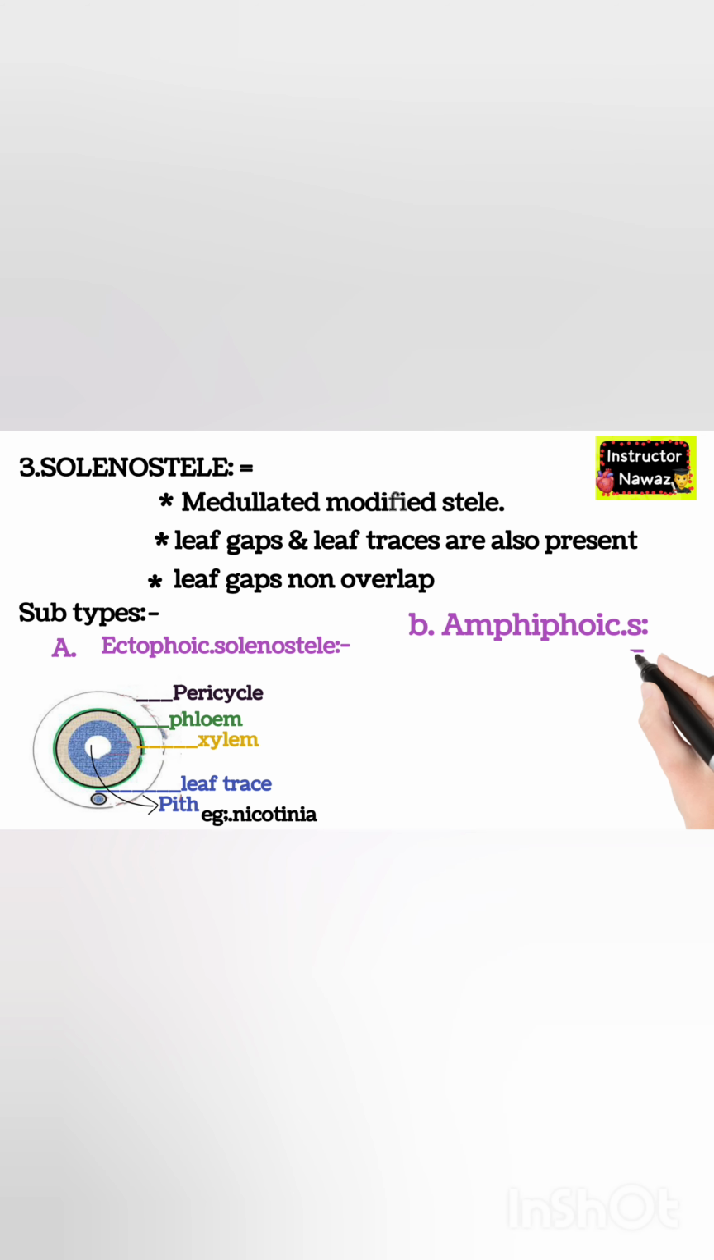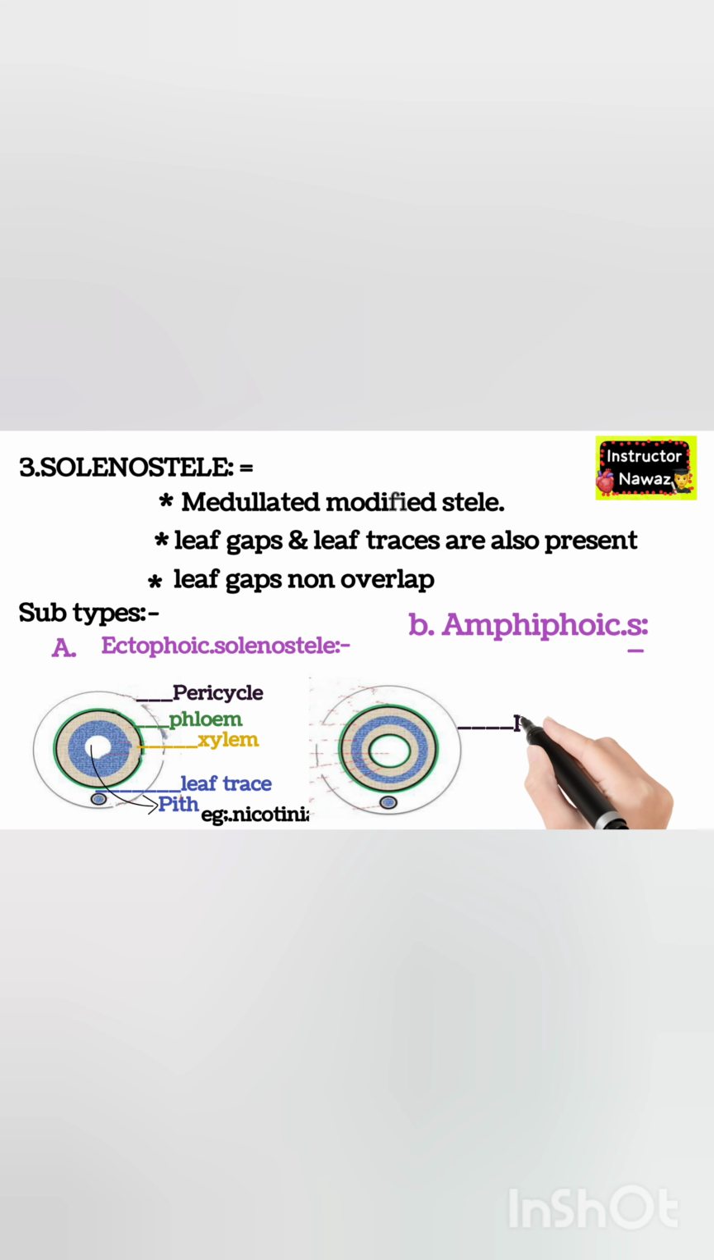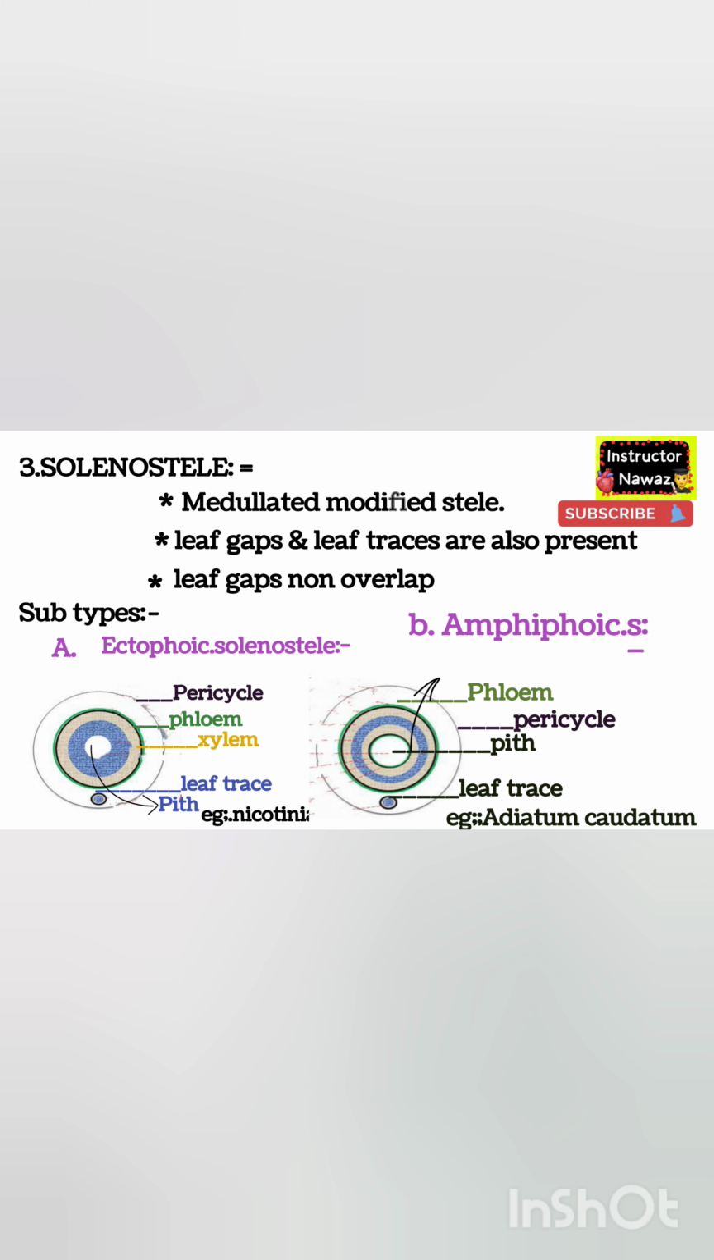Amphiphloic solenostele. This amphiphloic solenostele has a diagram like this. Again the same covering of pericycle, but it has two phloem coverings, on the inner and outer side of the xylem. That is called amphi. And it has one more distinctive character that differentiates it from amphiphloic siphonostele, that is leaf trace. Example in Adiantum caudatum species.